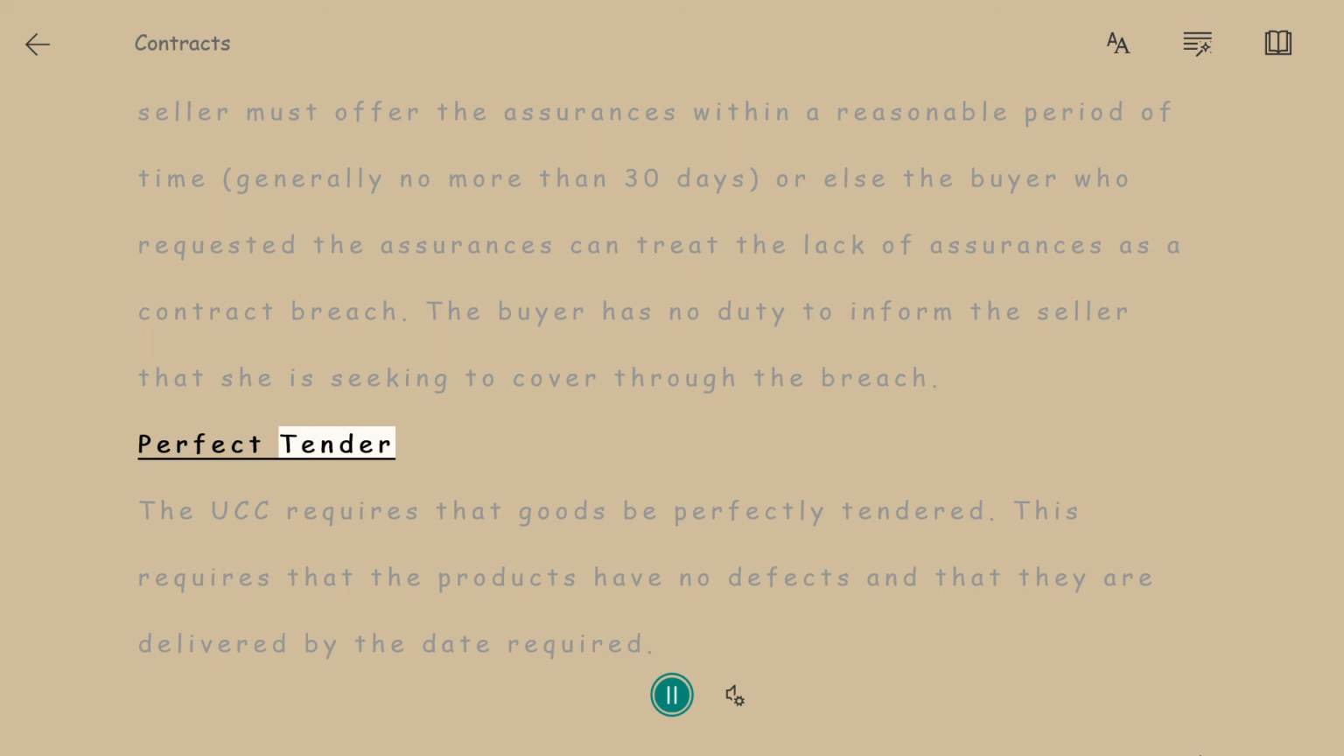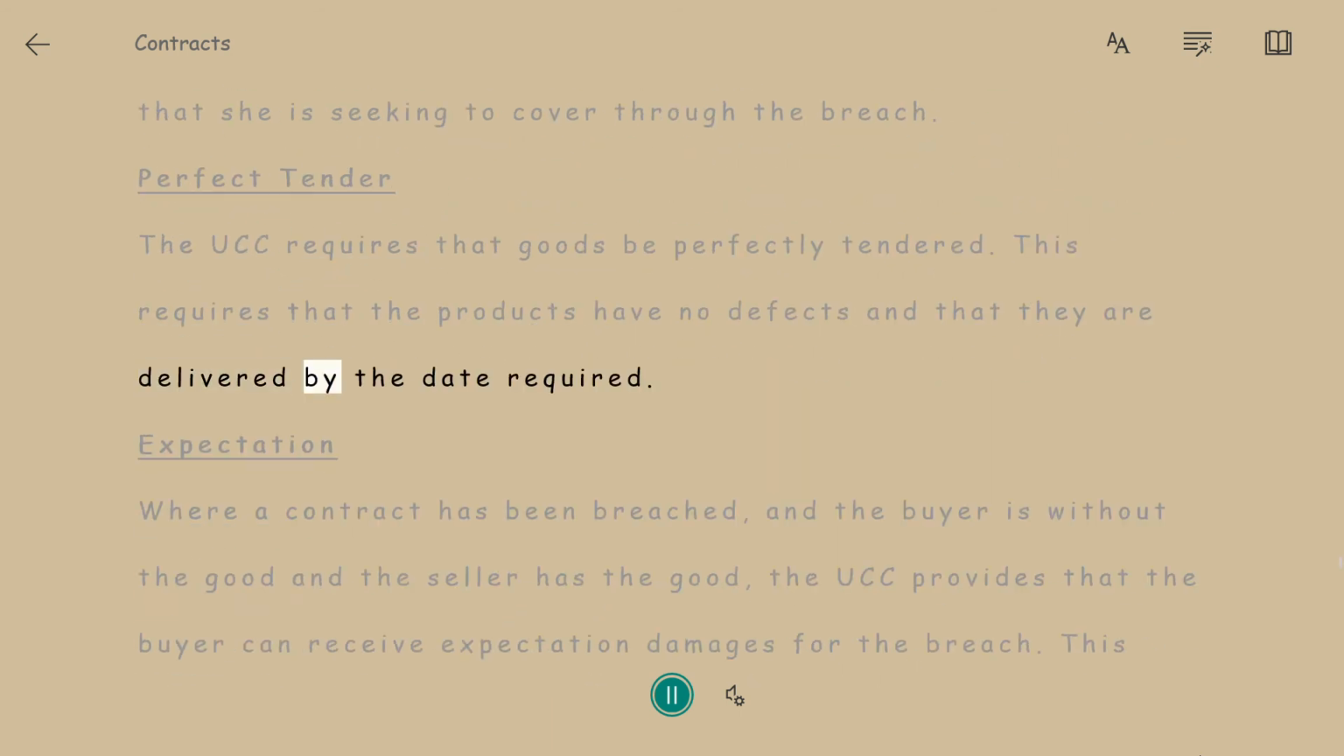Perfect tender. The UCC requires that goods be perfectly tendered. This requires that the products have no defects and that they are delivered by the date required.